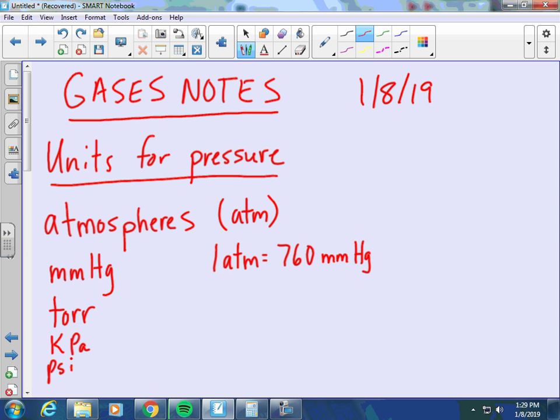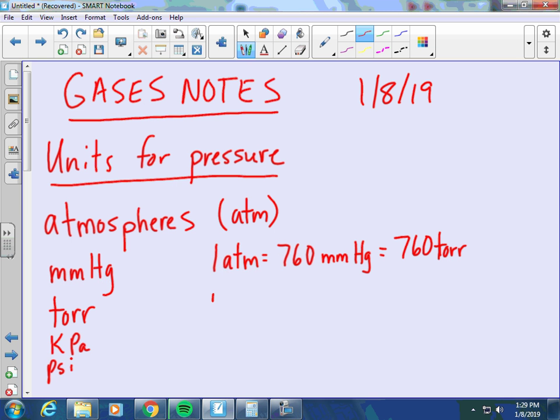So mm is for millimeter, Hg is the symbol for mercury. All right, millimeters of mercury. And that's the same thing. If you remember, one of the guys involved with that experiment was a guy named Torricelli, and those units are equal to torr. Okay. So 1 atmosphere is equal to 760 millimeters of mercury, which is also equal to 760 torr. All right.